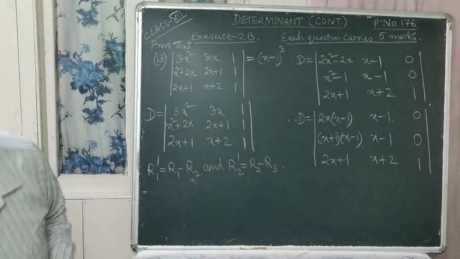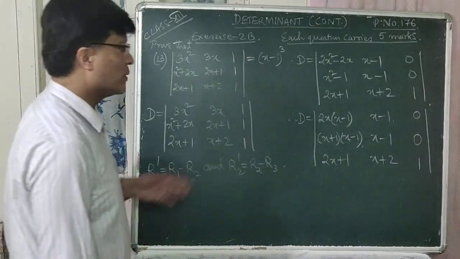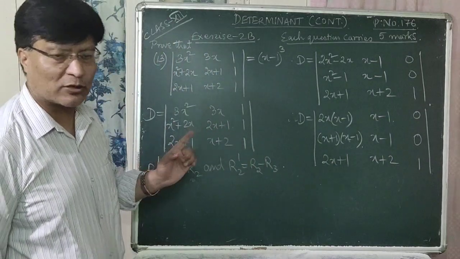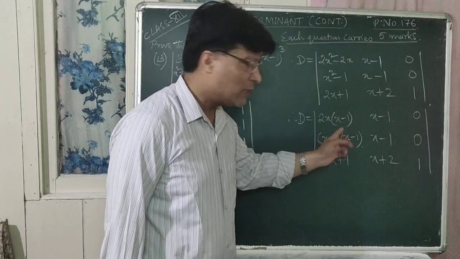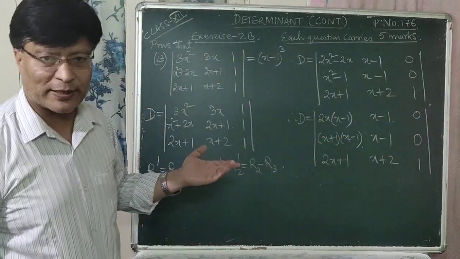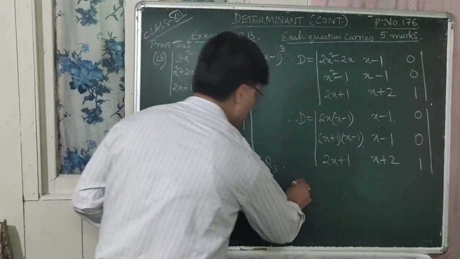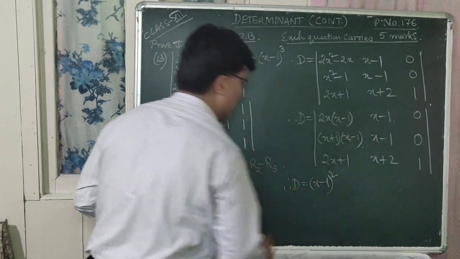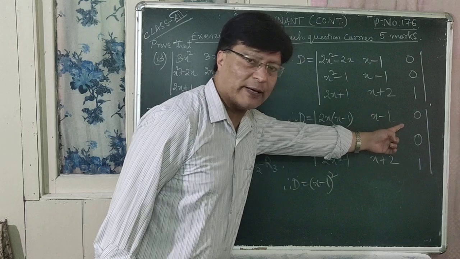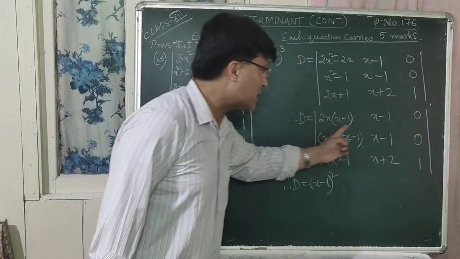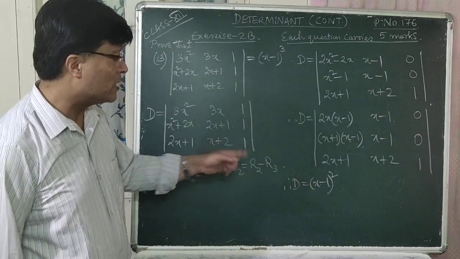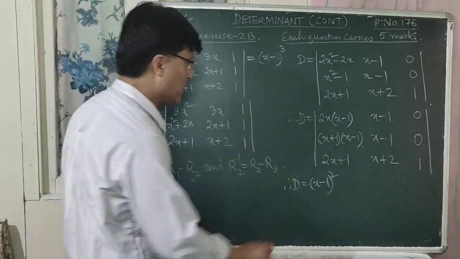So now what will you do in the next step? You can take common here. From the first row, what is taken common? X minus 1. From the second row, again x minus 1 is common out there. So you can take x minus 1 whole square. From the first row, x minus 1 is taken common. From the second row also x minus 1 is taken common. So x minus 1 into x minus 1 is x minus 1 whole square, right?